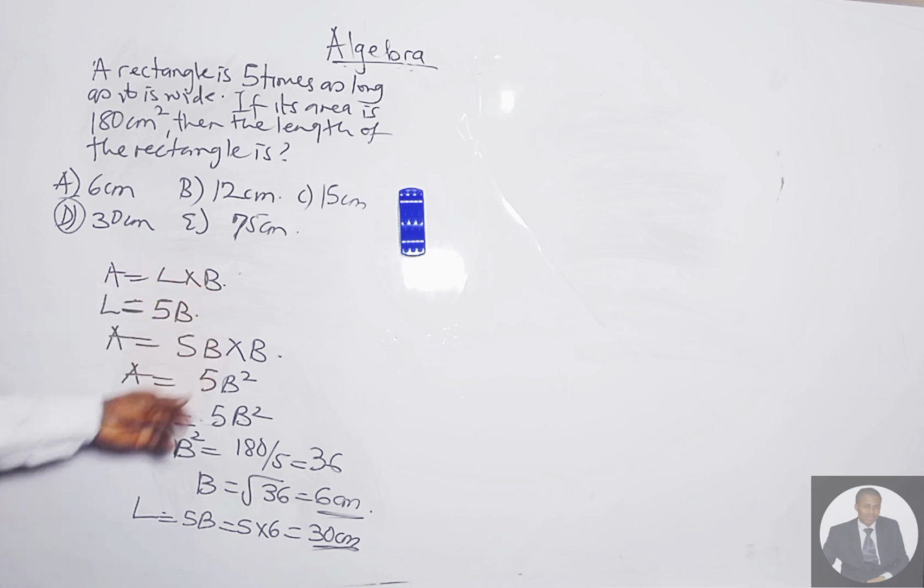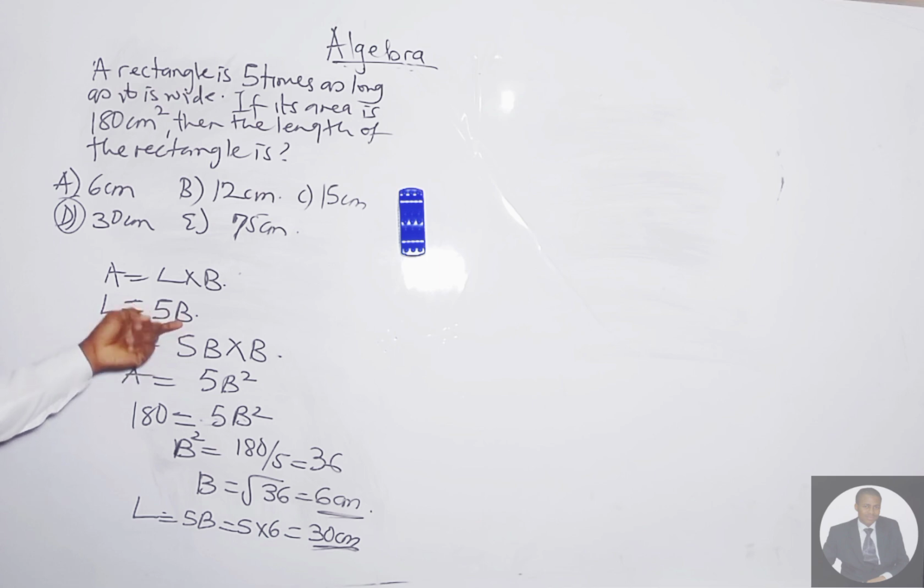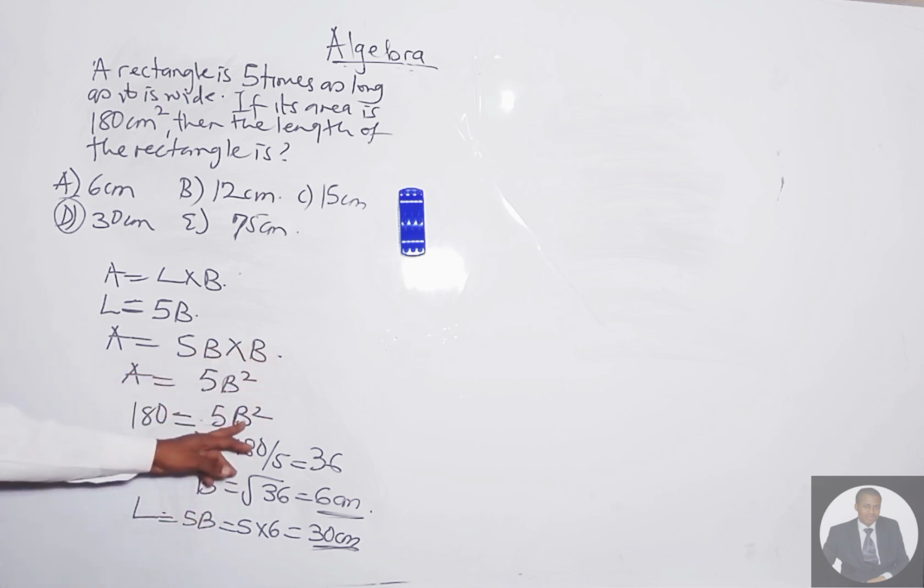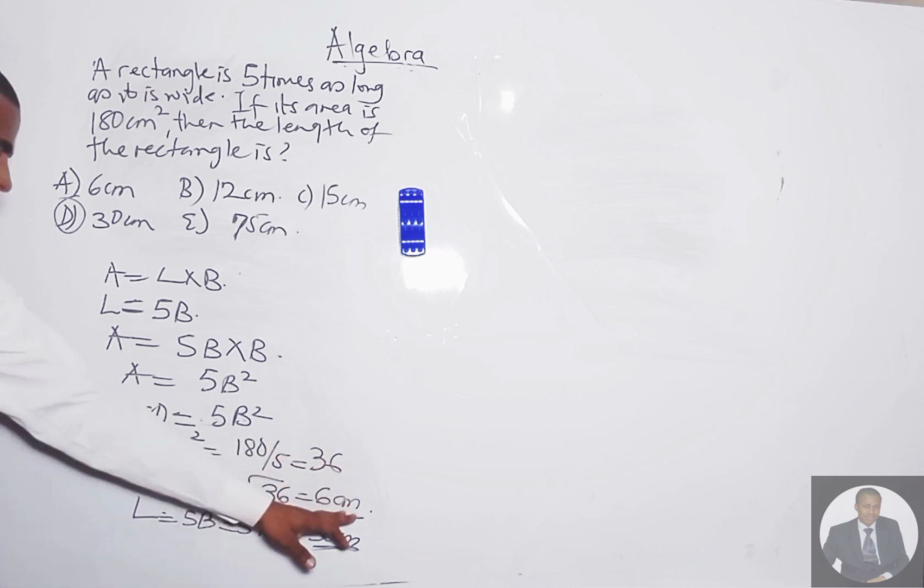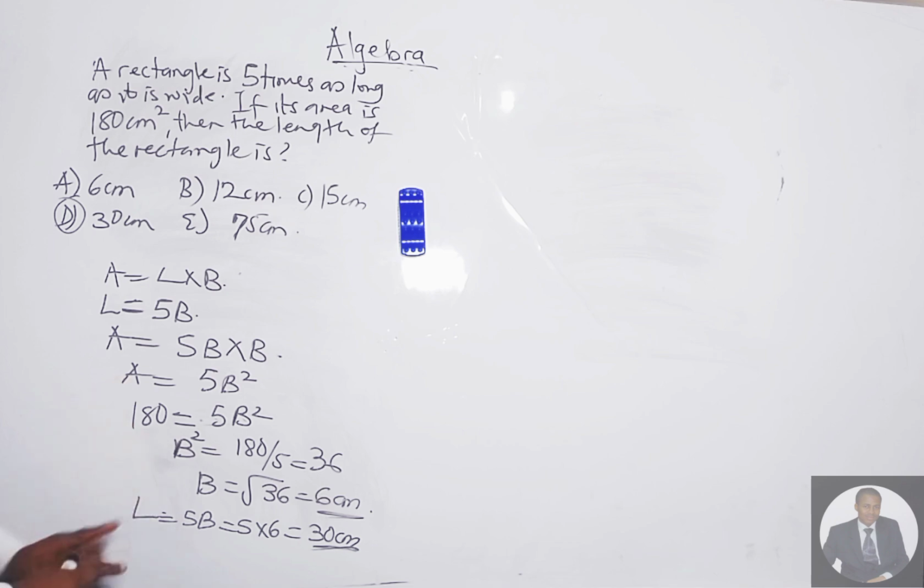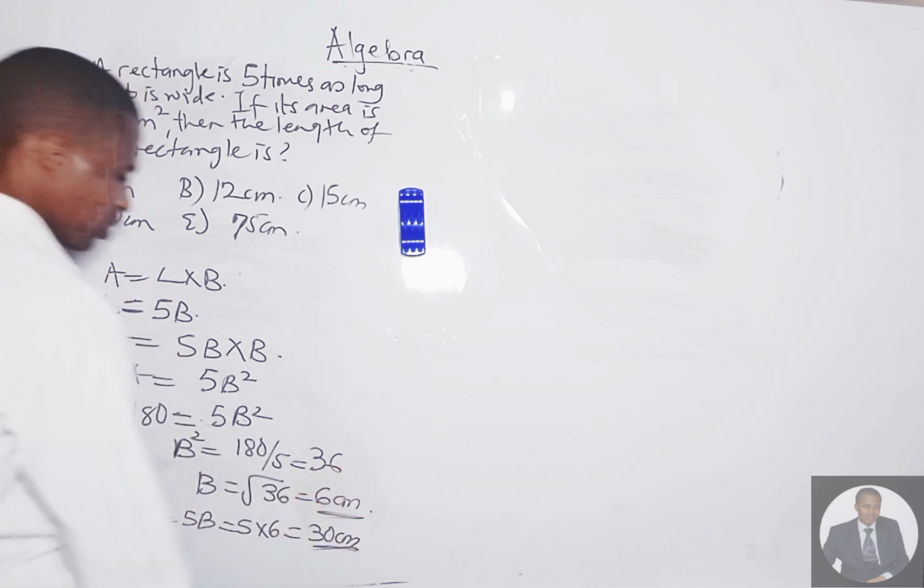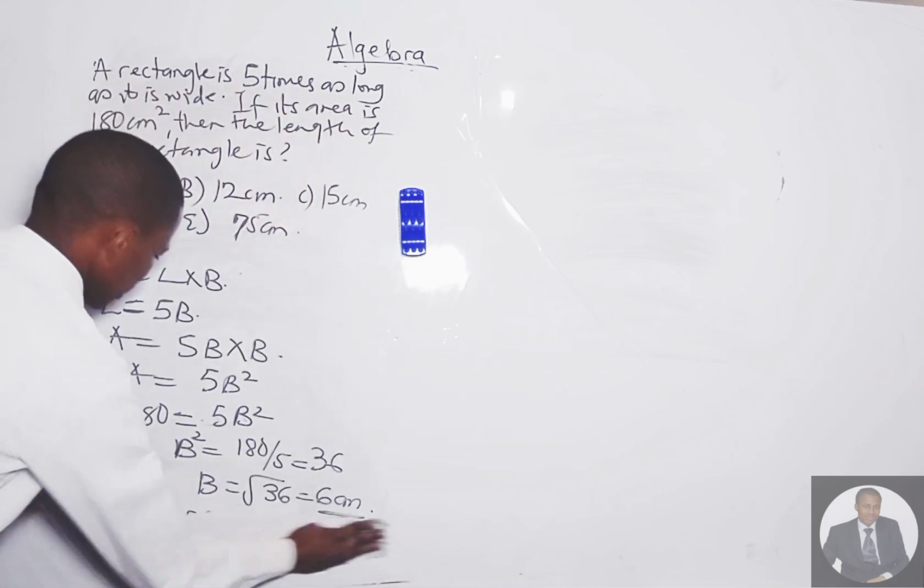Area is length times breadth. Length is 5 times whatever the width is. So area will now be 5 times the width times the breadth itself. That will be 5b squared. Then b squared will be the area divided by 5, which is 36. Then the square root of 36 is 6, that's the breadth. Then the length will be 5 times the breadth. 5 times 6 is 30. So D becomes our answer.